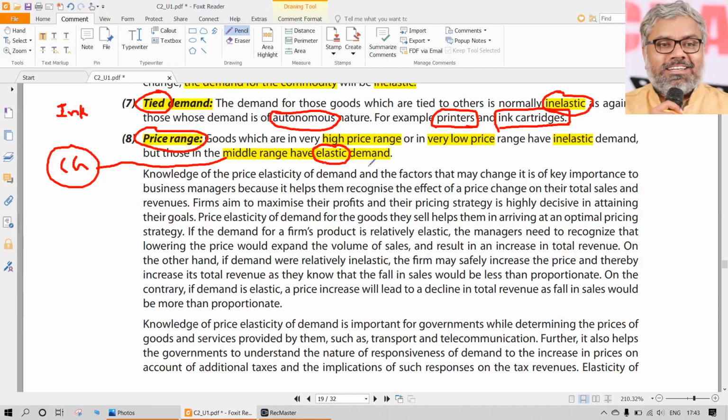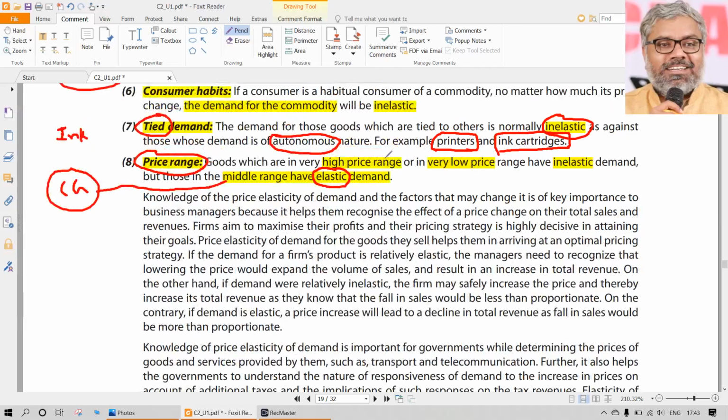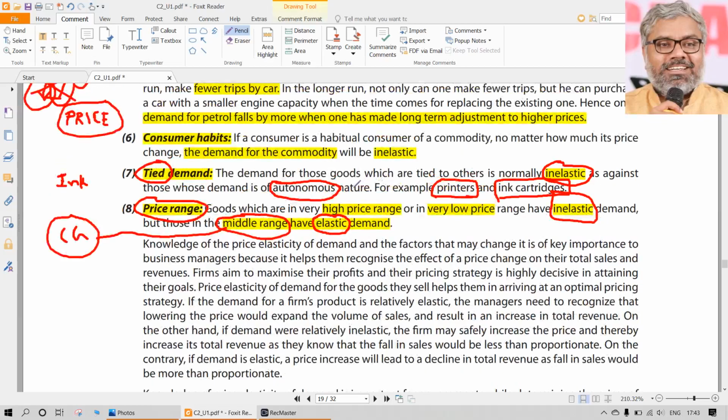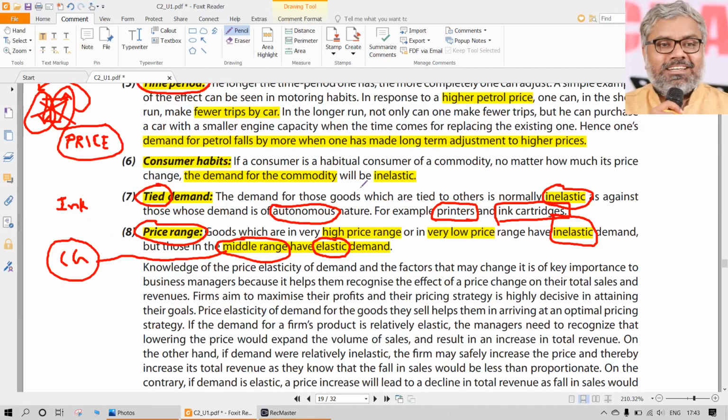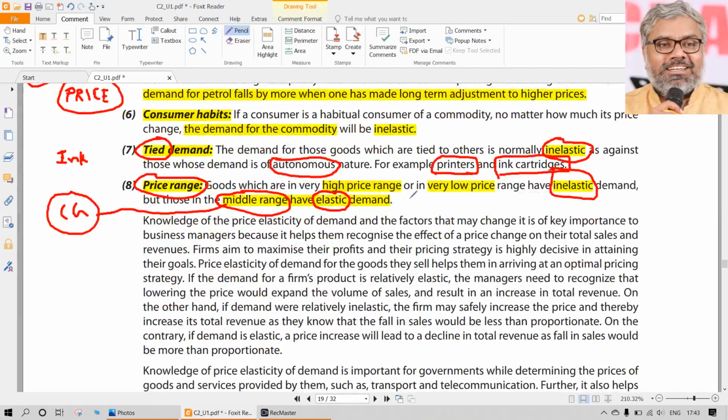Same way, is this product in a high price range or a very low price range? Very high and very low, both of them are inelastic. But which one is going to be elastic? The one which is in the middle range is going to be elastic. Like this, the nature of the product will determine the price elasticity of demand.